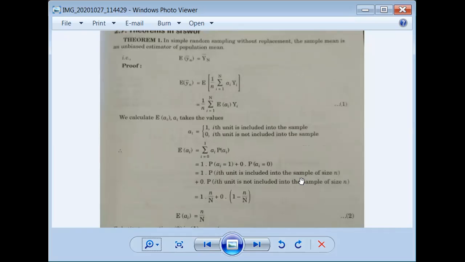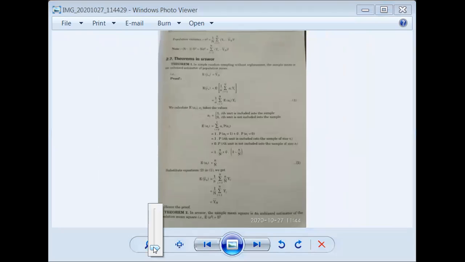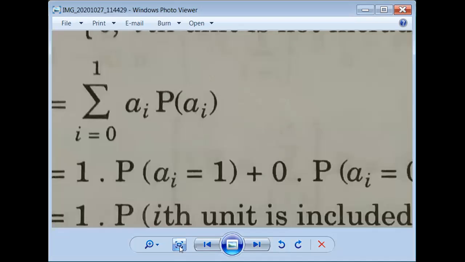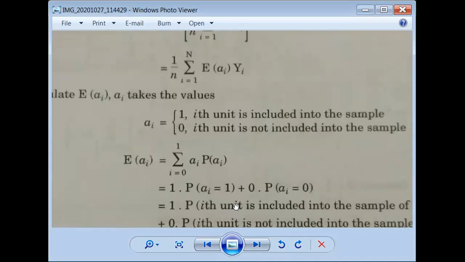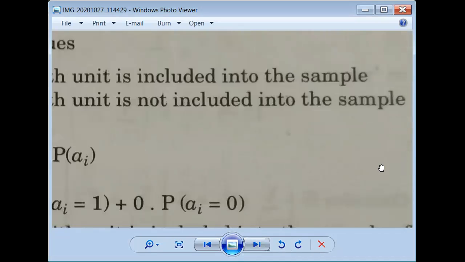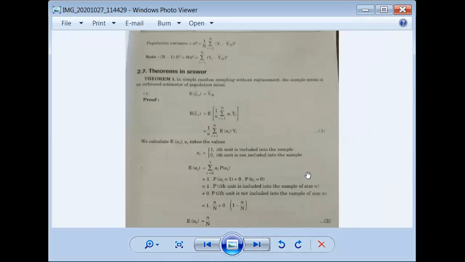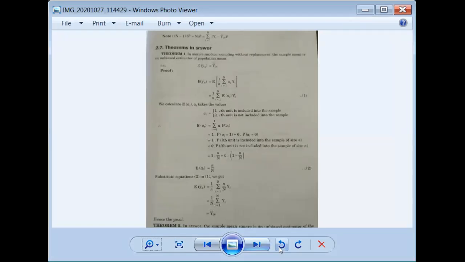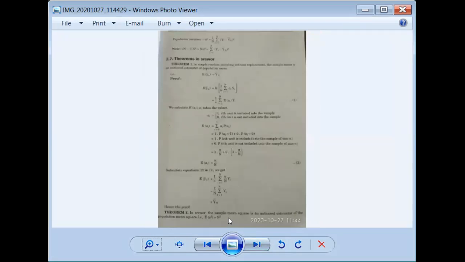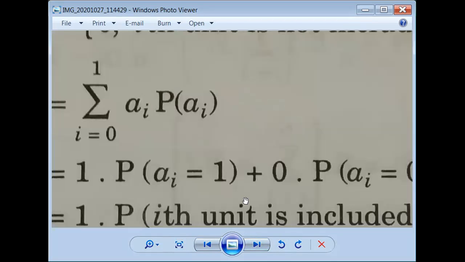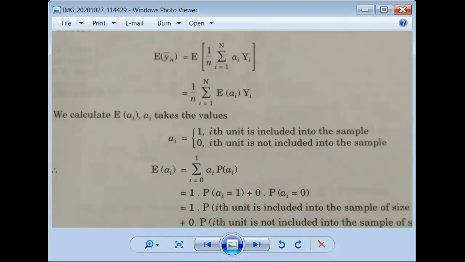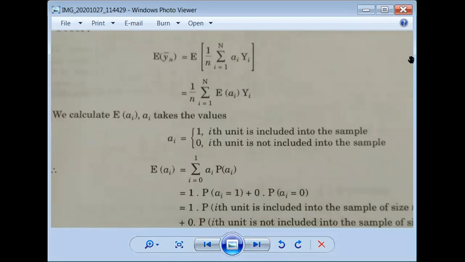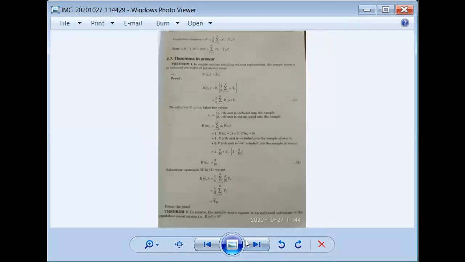Now similarly, how can you prove the second theorem? So what is the second theorem here? In SRSWR, the sample mean square is an unbiased estimate of the population mean square. That is, expectation of small s square equals capital S square.